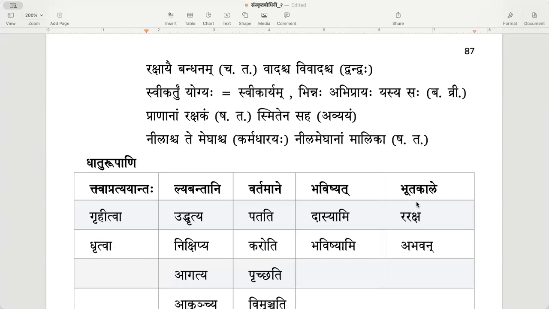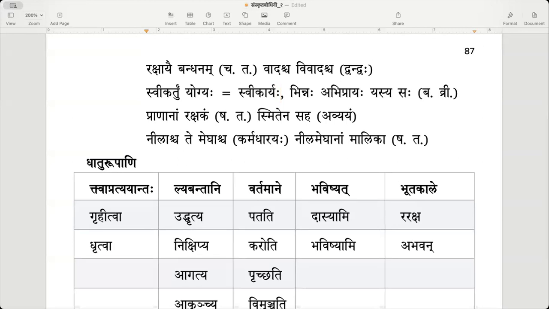Vādaśca vivādaśca iti itaretara dvandva. Vāda, then if I say it like that, no, that's not it. Correct, vāda vivāda. Tau iti, yeah. Vada vivada. Okay, fine. Swikartum yogya, swikaryam. Okay, this would be a kridantam. Swikarya yogya. Tasmat swikarya in that same linga. Bhinnaha abhipraya yasya saha, so bahubrihi. Bhinna abhipraya.